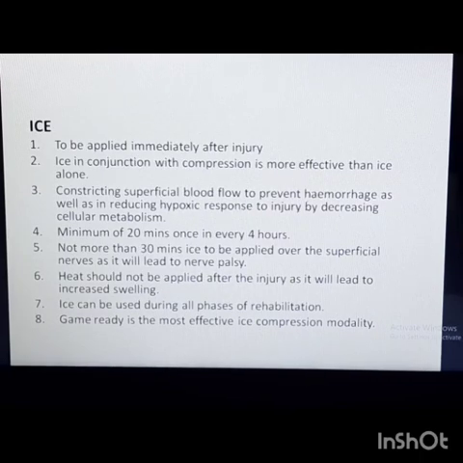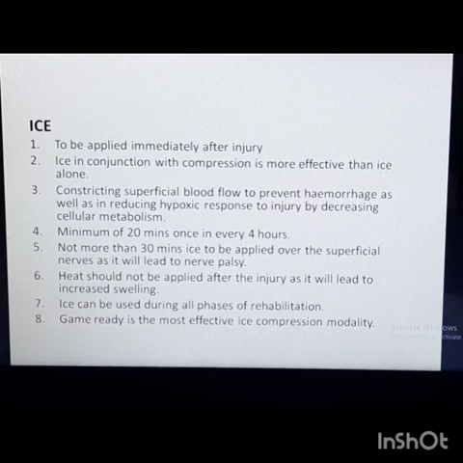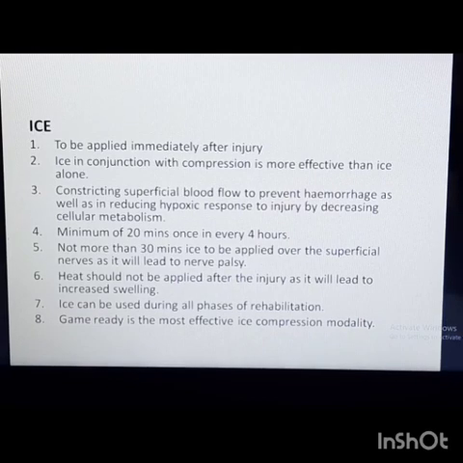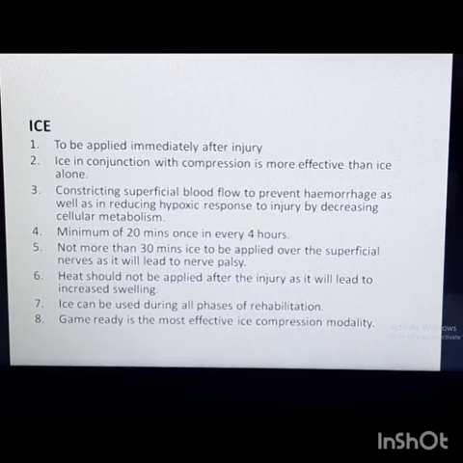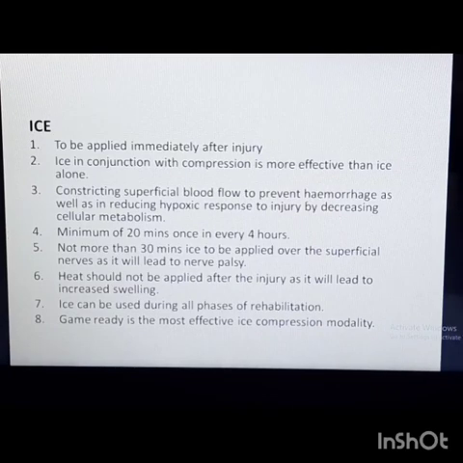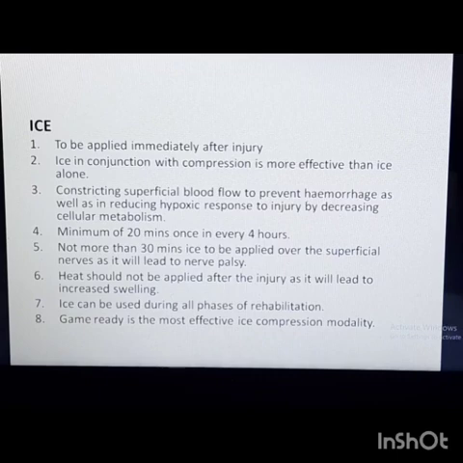Not more than 30 minutes should ice be applied over superficial nerves. It may lead to nerve palsy. So if you apply it on the lower extremity, you should not apply it for more than 30 minutes. If you are applying it on the upper extremity, where the most superficial nerve we have is the ulnar nerve over here at the medial epicondyle, sorry, it may lead to injury.